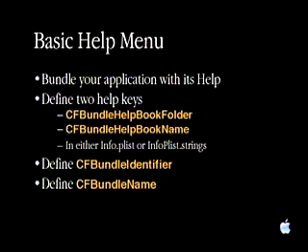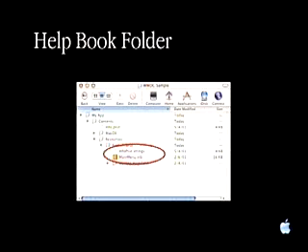You define a couple of keys in your info plist, or for those of you who are familiar with localizing your application, those can be defined in the info plist.strings file as well, in case you want to ship multiple languages of your help book. And then you define a couple of standard keys that you should be defining anyway if you're bundling your app, the bundle identifier and the bundle name. I'll go into a little more detail about our special keys now.